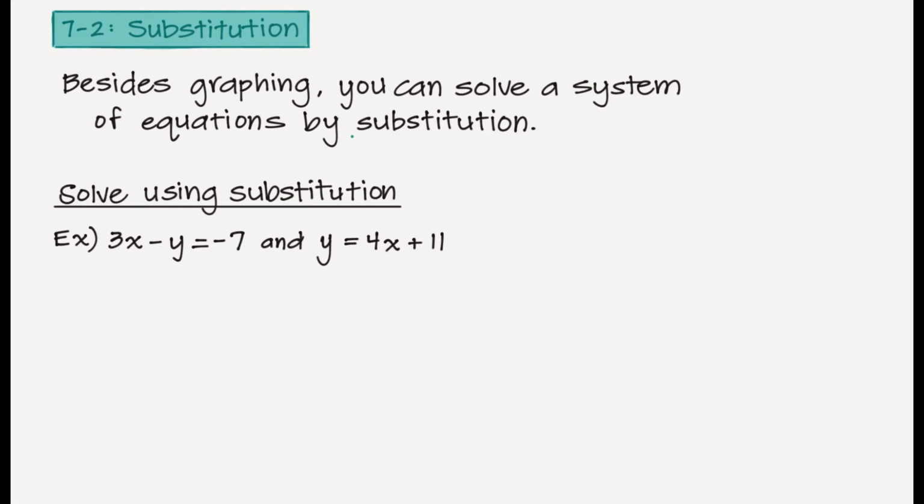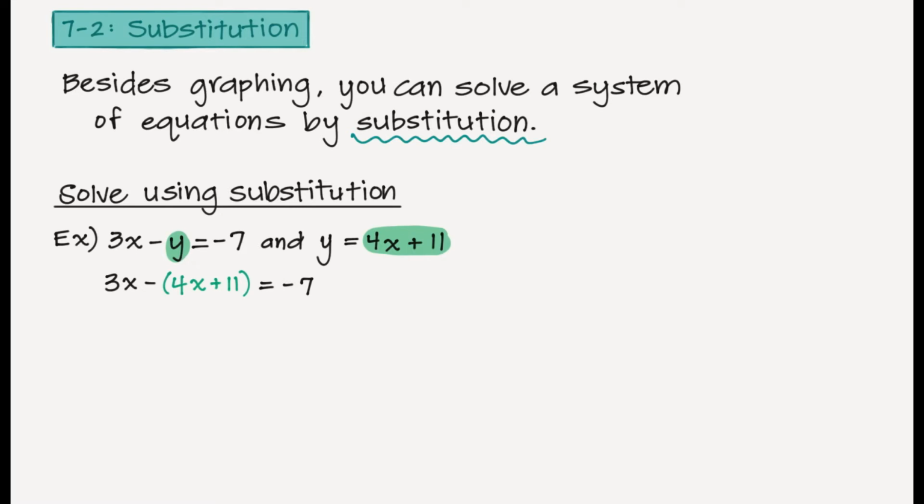Besides graphing, you can solve a system of equations by a method called substitution. So what you have here are two equations, and since one of them is already equal to the variable y, I can take what it's equal to, which is 4x plus 11, and substitute it in the opposite equation where the y was. So this really looks like 3x minus (4x plus 11) is equal to negative 7.